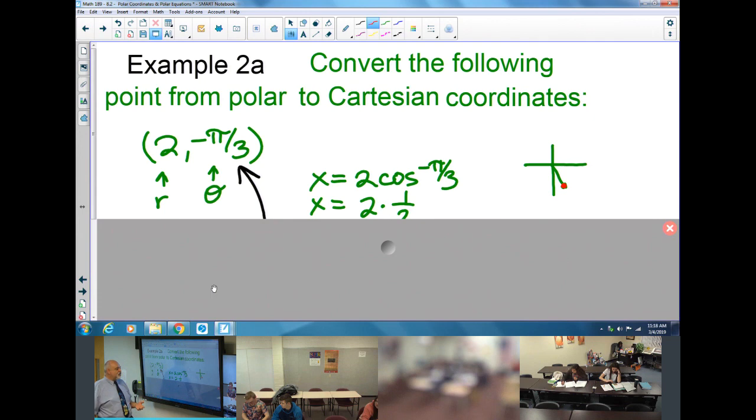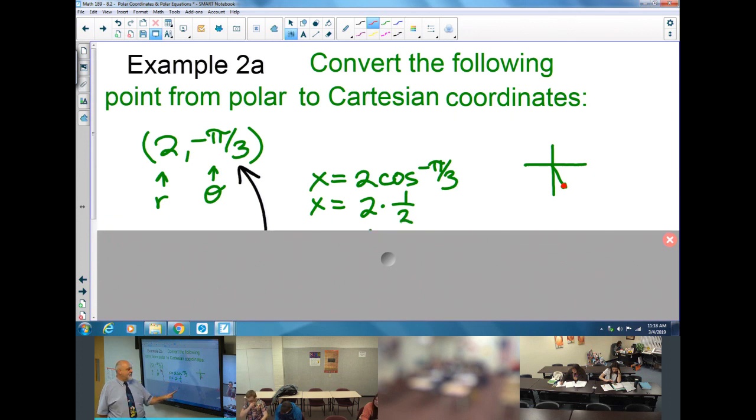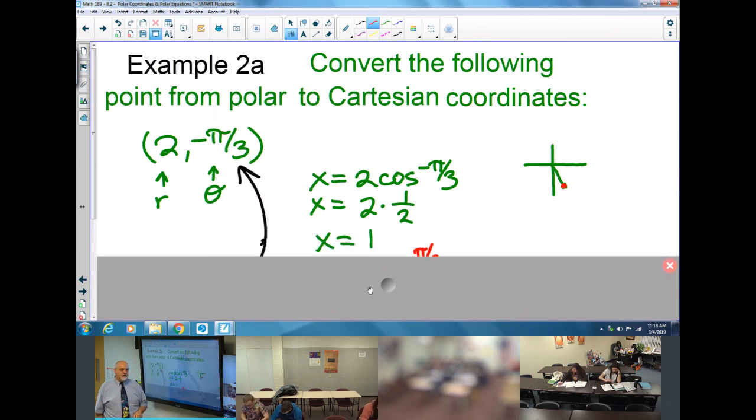So the x value is 2 cosine negative pi thirds. Well, the cosine of negative pi thirds, you can look on your unit circle, that's 1/2. So 2 times 1/2 is 1. So the x value would be 1.